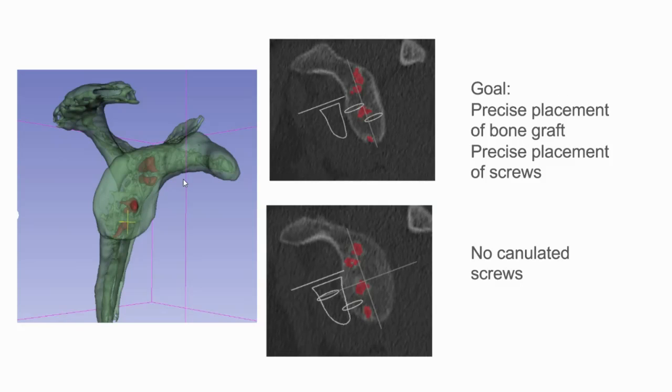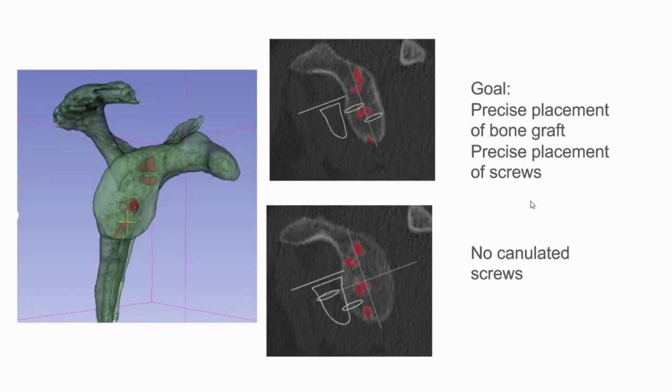So we wanted to design an instrument that would allow us to have a very precise lateral J surgery with a high level of precision, and we wanted to avoid hitting all those PEEK anchors on the way. We wanted to have a precise placement of the bone graft flush with the articular surface, and we wanted to have a precise placement of the screws.